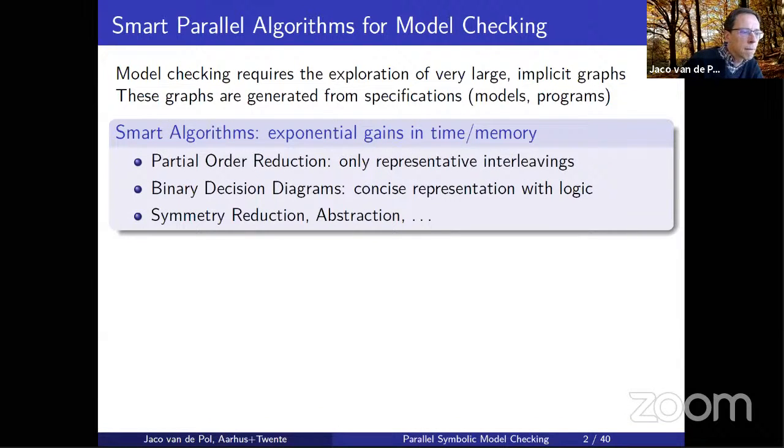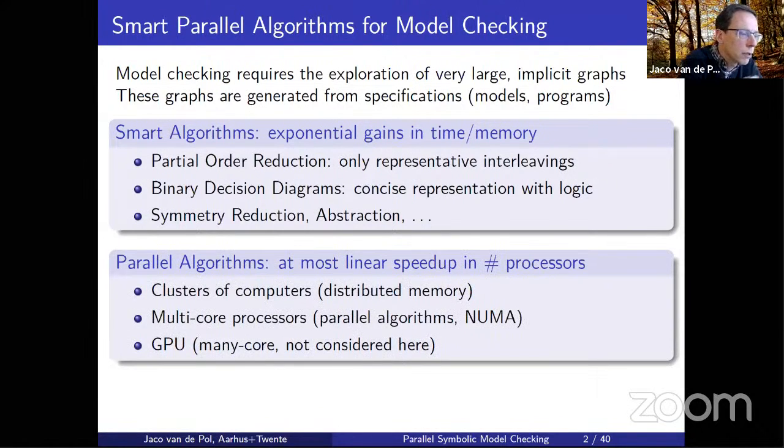On the other hand, there's the approach using more computer power, say parallel algorithms. You can think of clusters of computers, which is a distributed memory setup, where the computers communicate over a network. Or you can think of multi-core processors. Maybe you have a large shared memory, and then you have many processors running on this single computer. And you can try to speed up your program. And there are also more modern architectures like GPUs or FPGAs or whatnot.